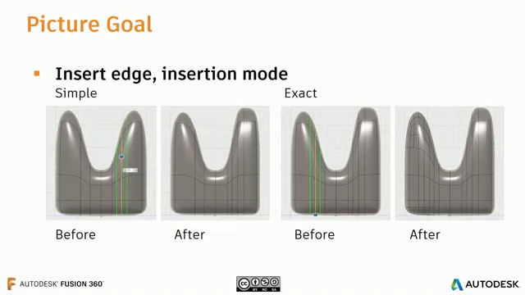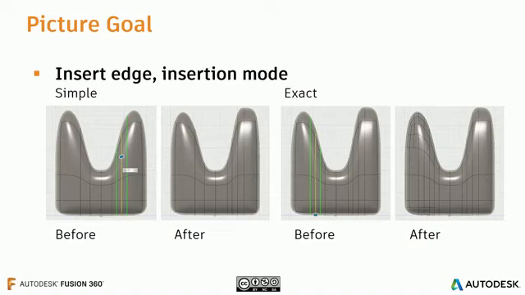On the left, you'll see the one for simple. So you can see the before, and I'm adding edge loops to either side of the highlighted edge loop in yellow, and notice what happens when I apply it using the simple. It will not add points, but will change the shape of that form.